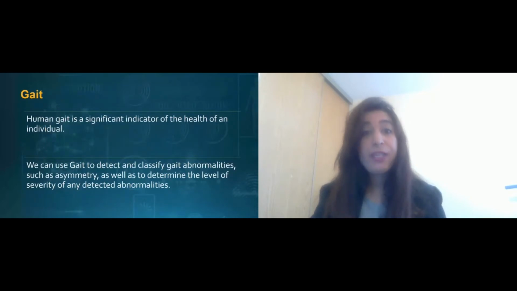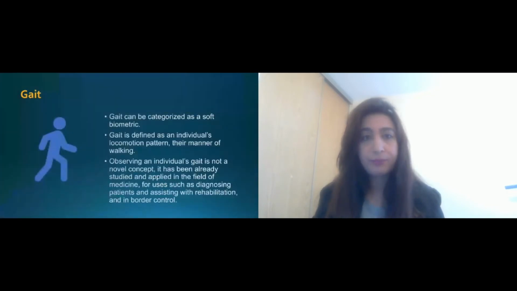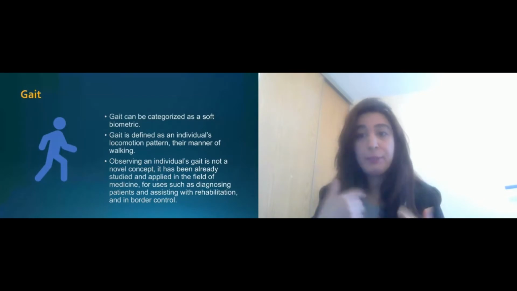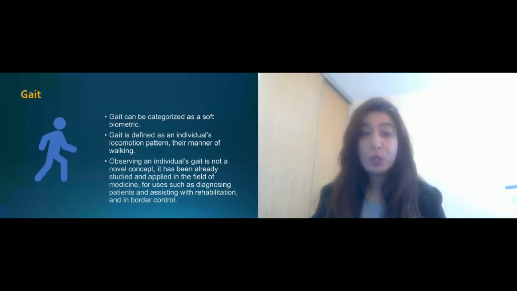Human gait is a significant indicator of the health of an individual. We can use gait to detect and classify gait abnormalities, for example, asymmetry. Or we could also determine the level of severity of any detected abnormalities. Gait can be categorized as soft biometric. Other examples of soft biometrics include facial expression, age, or gender. Gait is defined as an individual's locomotion pattern, their manner of walking.